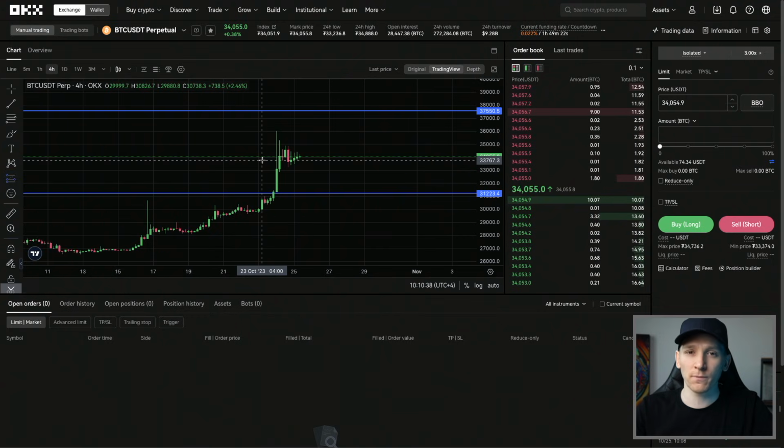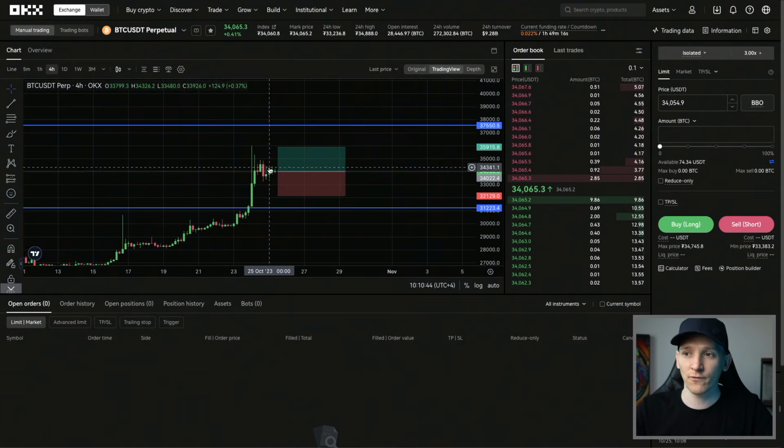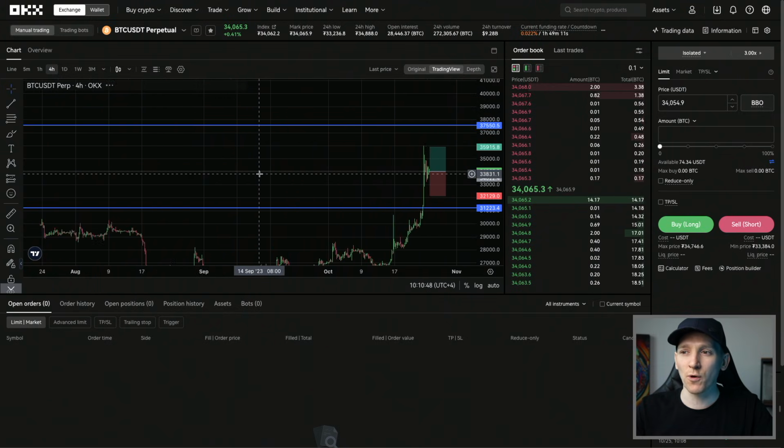So I'll just show you a long position as an example. So let's say we want to take a long position at this price. So this is what we do. Now we have this calculator in for us. Where would we want to take profits? Well, we're in no man's land right now.